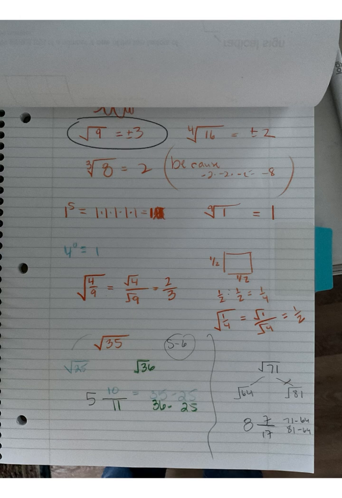So we talked about the square root of 9. We talked about the answer being positive or negative 3, because 3 times 3 is 9, but also negative 3 times negative 3 is 9. The 4th root of 16 would be plus or minus 2, but the cube root of 8 would just be 2, because negative 2 times negative 2 times negative 2 would give you negative 8. So one of the things that was mentioned is that if the root, or that index, is an odd number, then you're only going to have a positive solution.